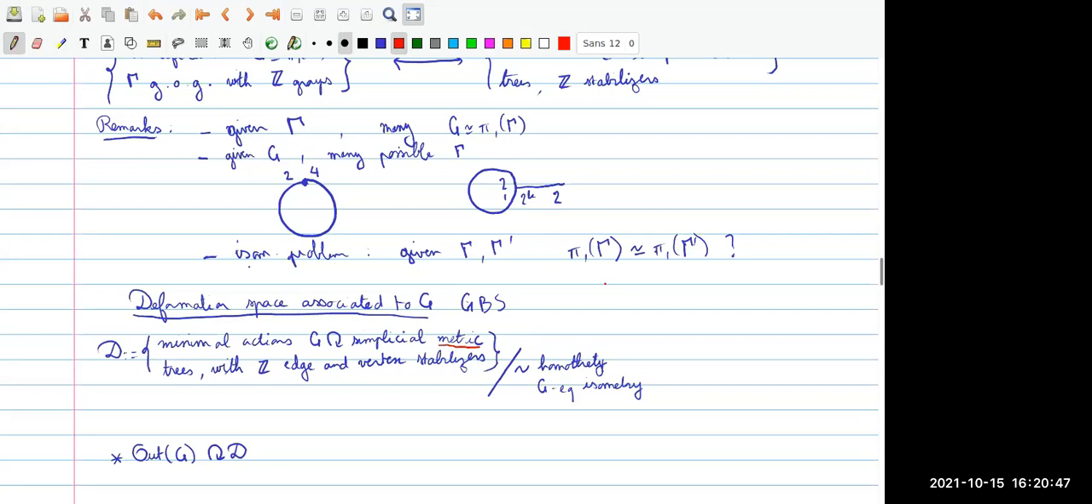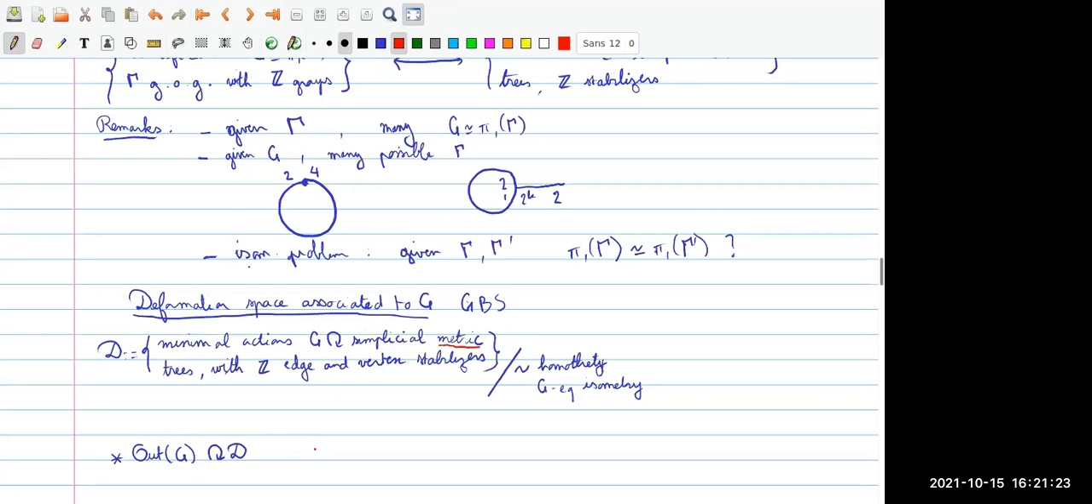And so it gives me a space which can be identified with a kind of simplicial complex. And so it can be endowed with topologies, and one can also define a pseudometric on it. And what is interesting about this space is that you have an action on it of the group of outer automorphisms.